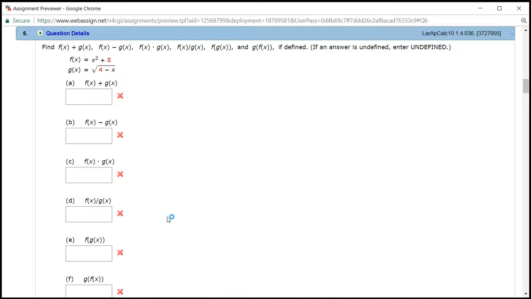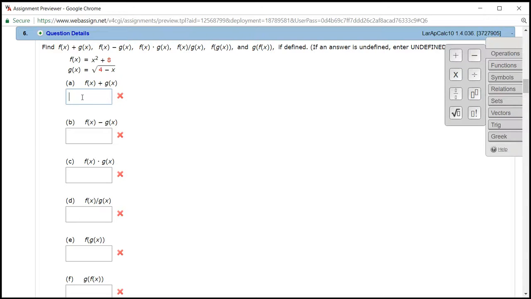All right, let's look at homework 1.4, problem number 6. So f of x is given to be x squared plus 8, and g of x is given to be square root of 4 minus x. All right, so f of x plus g of x is just the sum of those two.